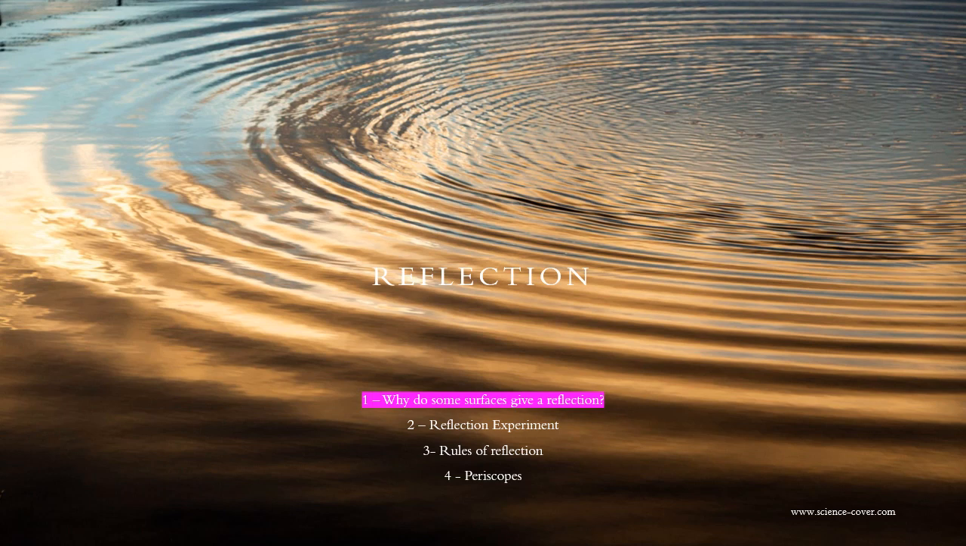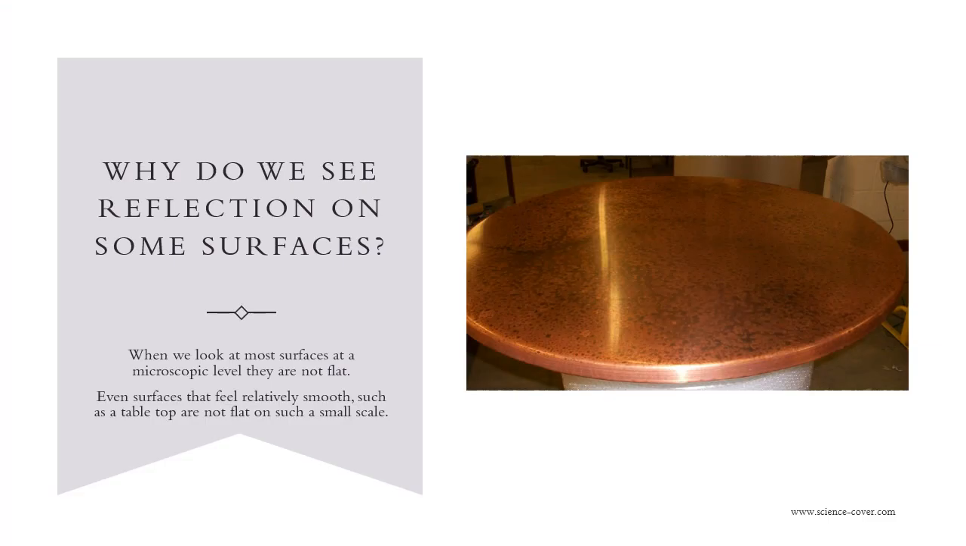Let's begin looking at reflection. Let's first understand why do some surfaces give a reflection but other surfaces do not. When we look at most surfaces at a microscopic level, they are not flat. Even a surface that looks and feels relatively smooth, such as this tabletop, is not flat on a microscopic scale.